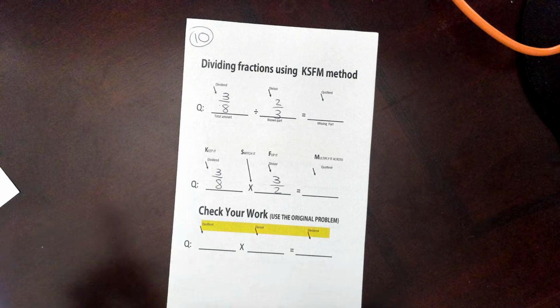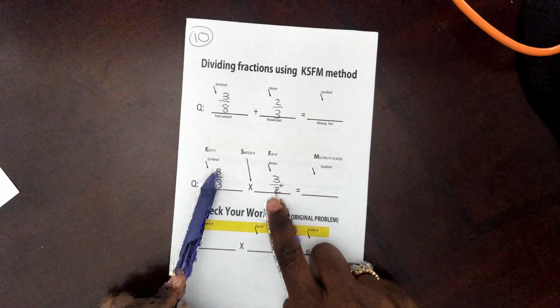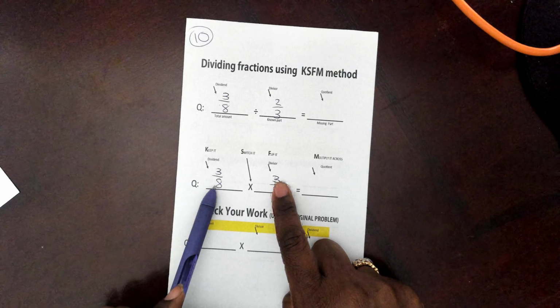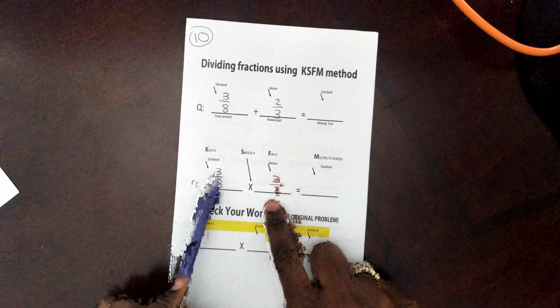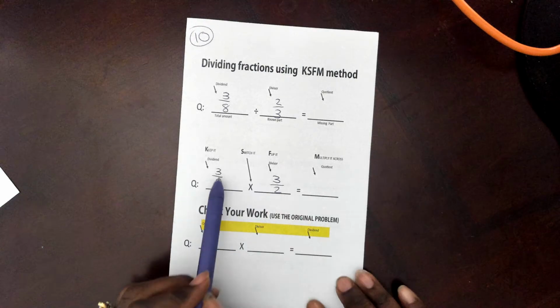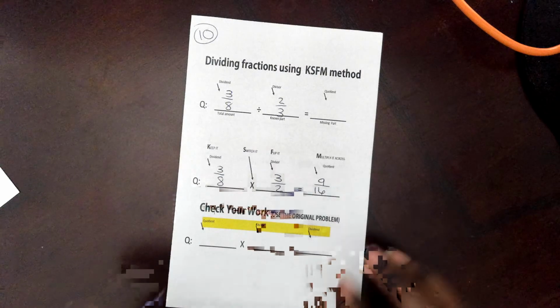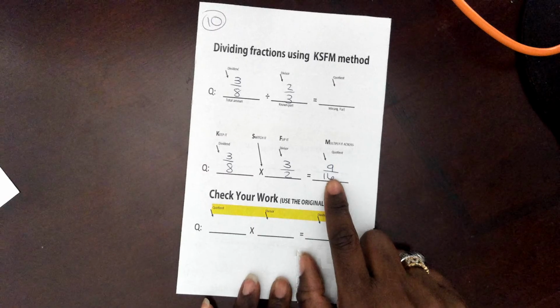And then finally we're going to see if we can cross cancel, and we see that we cannot make 3 or 8 smaller, and we cannot make 3 and 2 smaller. So we just multiply straight across. So 3 times 3 gives me 9. 8 times 2 gives me 16. So 9/16 should be my answer.